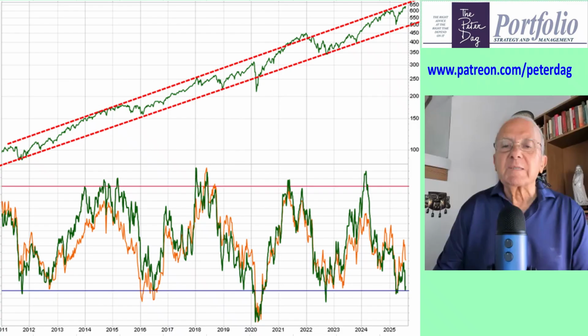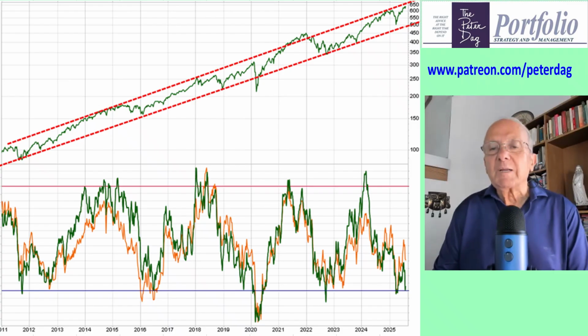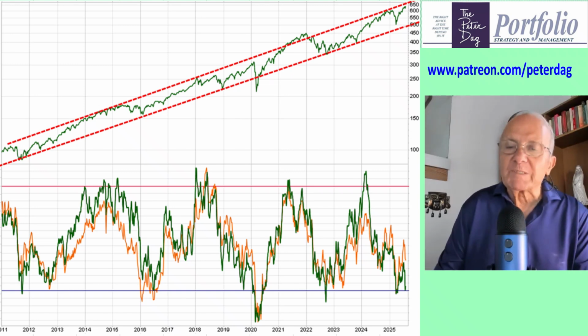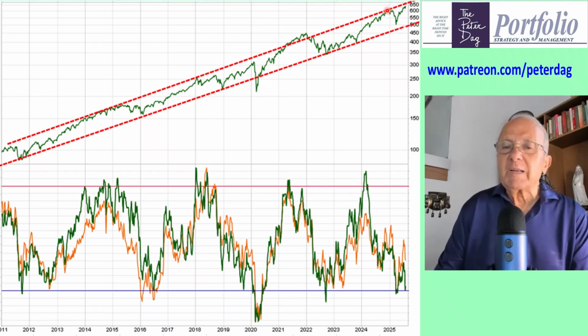And by the way, it touched in 2022, and 2022 is here, and from here to April 7th, the compound annual growth rate of the market was 1.14% from this point here to this point here. So that tells you the importance of hitting this line. So now the market has hit this line again.